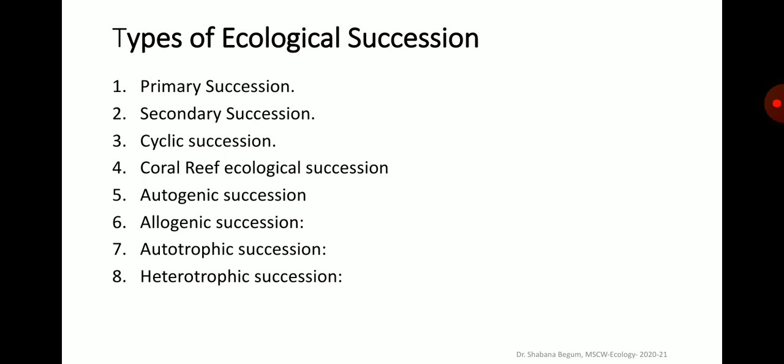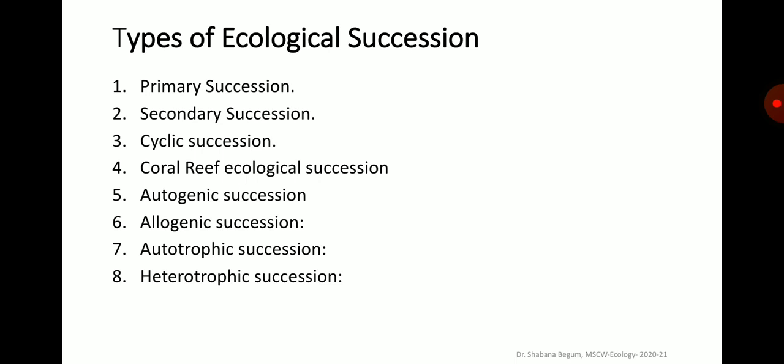Now a few more points regarding ecological succession. Let's discuss the types of succession. There are various types of ecological succession such as primary succession, secondary succession, cyclic succession, coral reef ecological succession, autogenic succession, allogenic succession, autotrophic succession, and heterotrophic succession. Now let us learn about them one by one.